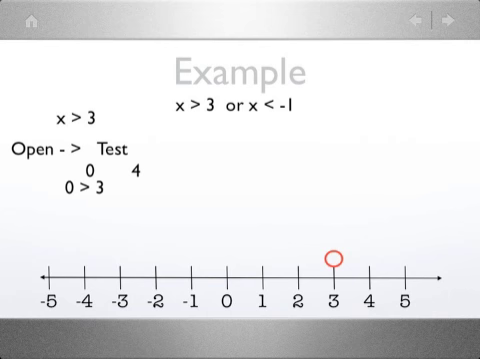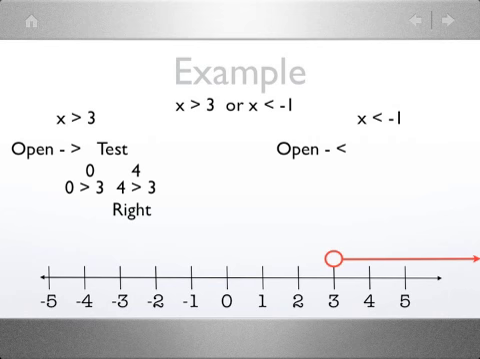Now again, to test those points, I just replace the variable with the number and see which one of those is a true statement. Well, 4 is greater than 3 is the true statement. And since 4 is larger than 3, I know that my arrow will be going to the right. Now I need to graph x is less than negative 1. Since I have the less than, my circle will again be open. So now I have an open circle at negative 1.